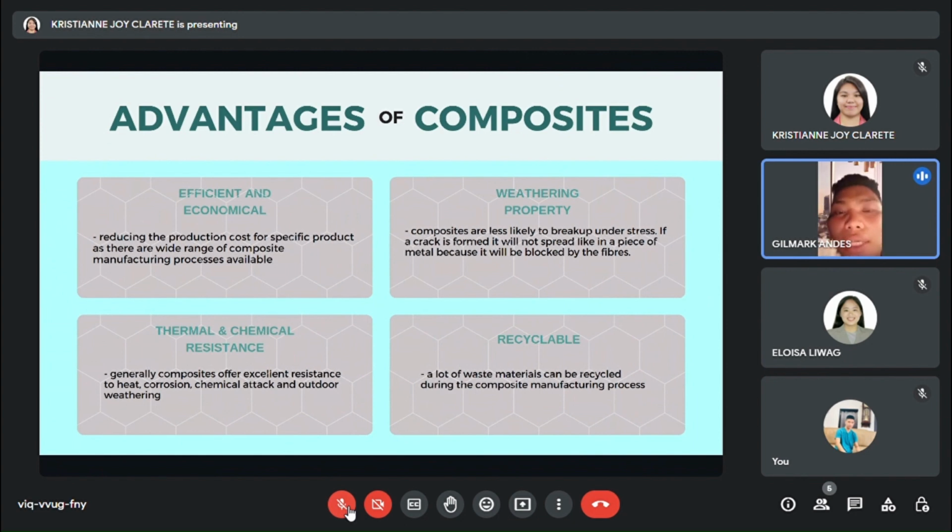And the last one is recyclable. A lot of waste materials can be recycled during composites manufacturing processes. Now let's move to the next slide.